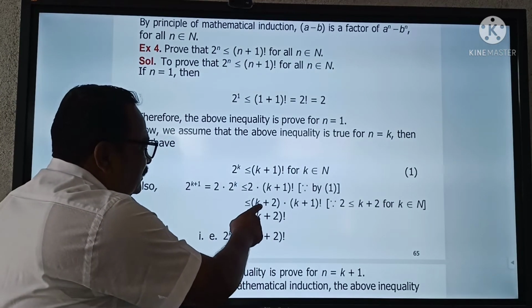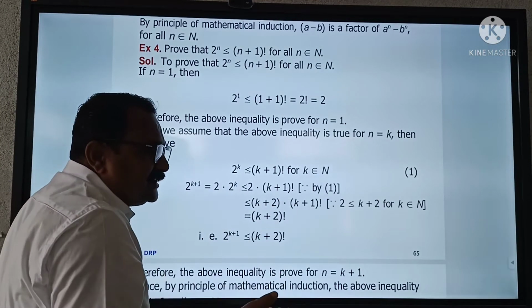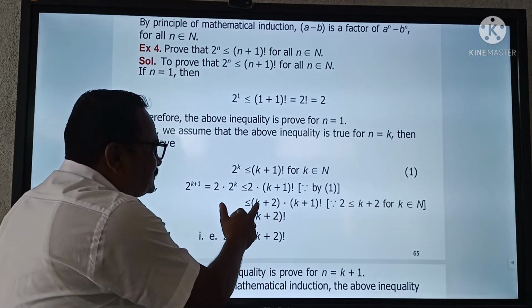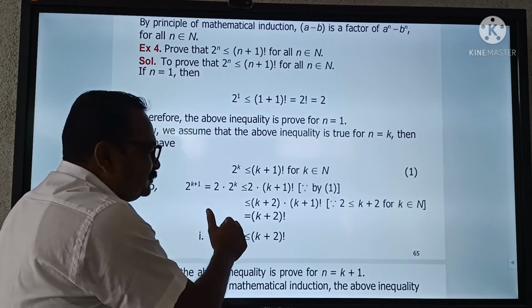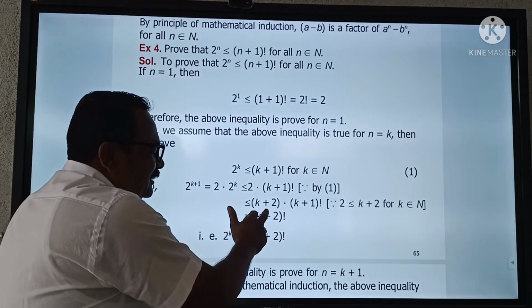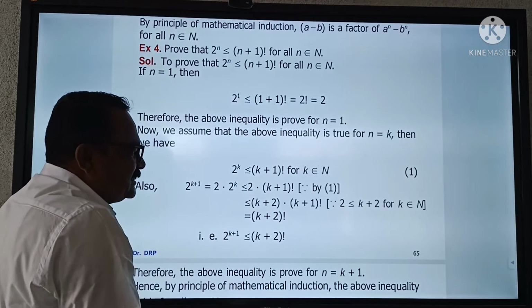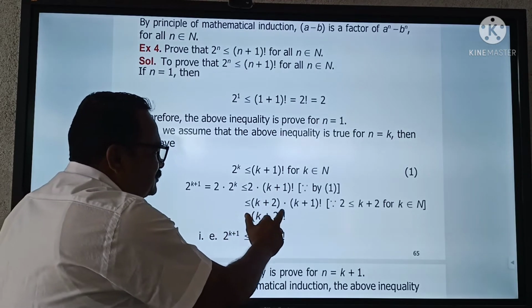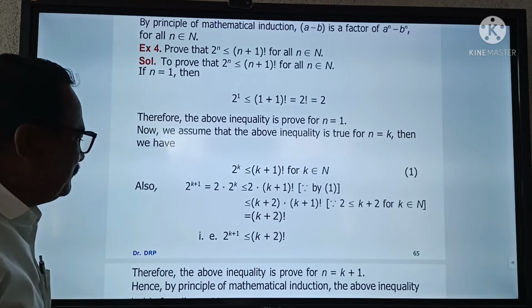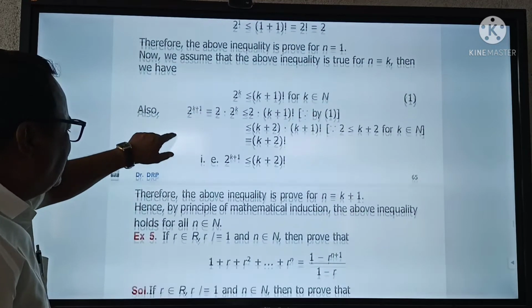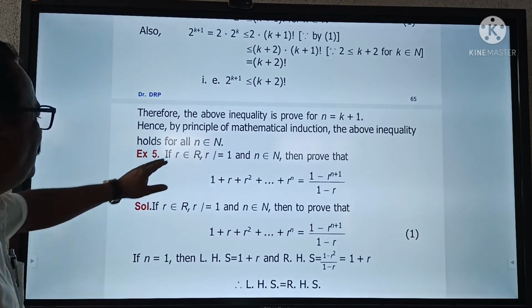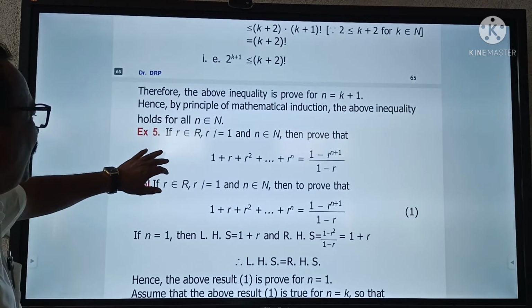Here this is important. That is, k belongs to N means k takes the values 1, 2, 3 in this way. So 2 is less than k plus 2. So k plus 1 factorial as it is. So this k plus 2 into k plus 1 factorial means k plus 2 factorial. So hence, by the principle of mathematical induction, the inequality holds for all n belongs to N.